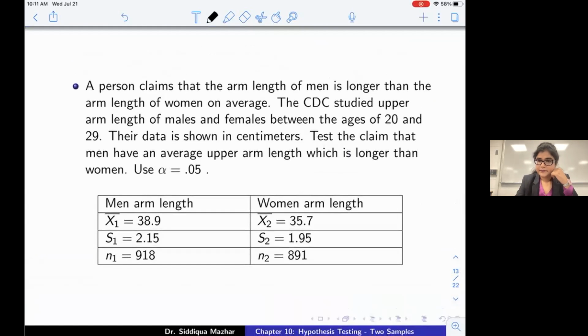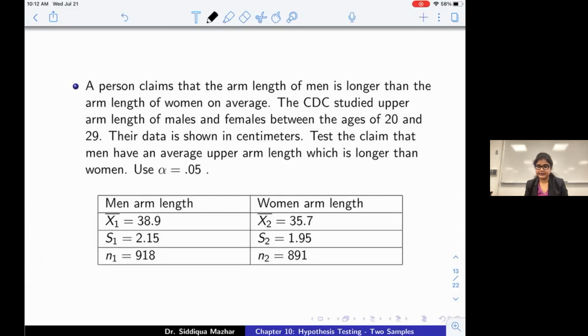All right. A person claims that the arm length of men is longer than the arm length of women on average. So what does the person claim? That the average arm length for males is longer than the average arm length for females. The CDC, the Centers for Disease Control, studied upper arm length of males and females between the ages of 20 and 29. Their data is shown in centimeters. Test the claim that men have an average upper arm length which is longer than women.